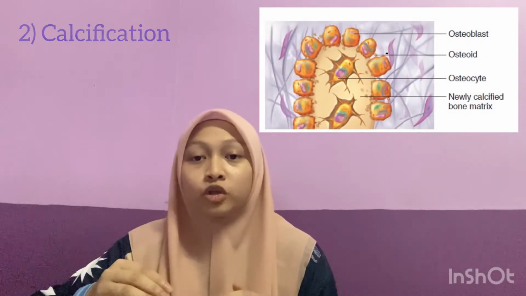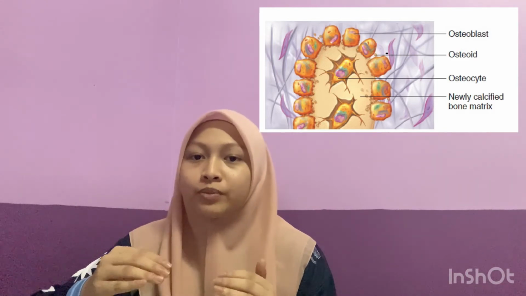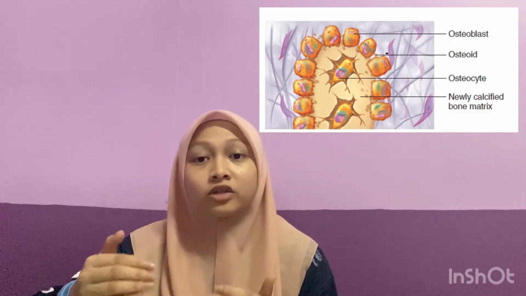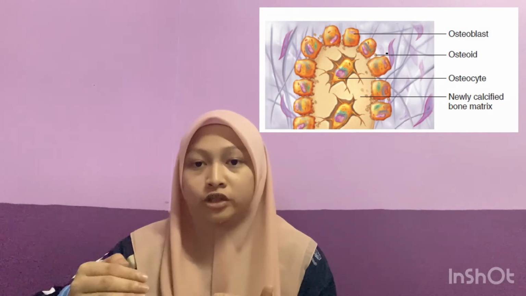The second stage in intramembranous ossification is calcification. The osteoblasts will secrete osteoid. Over a few days, osteoblasts become osteocytes, and calcium and other mineral salts are laid down, hardening the matrix.